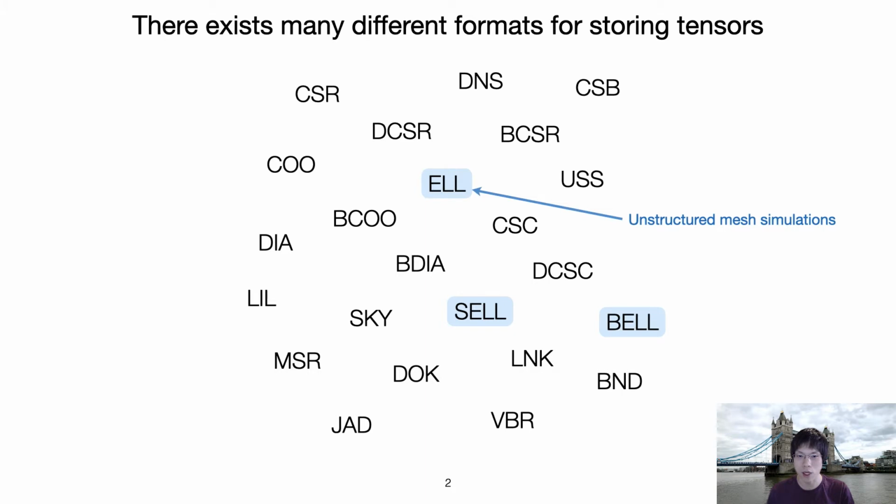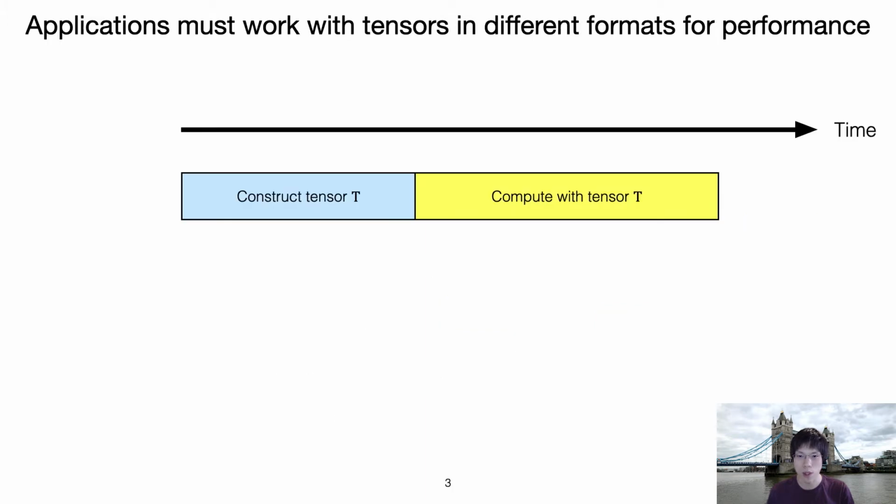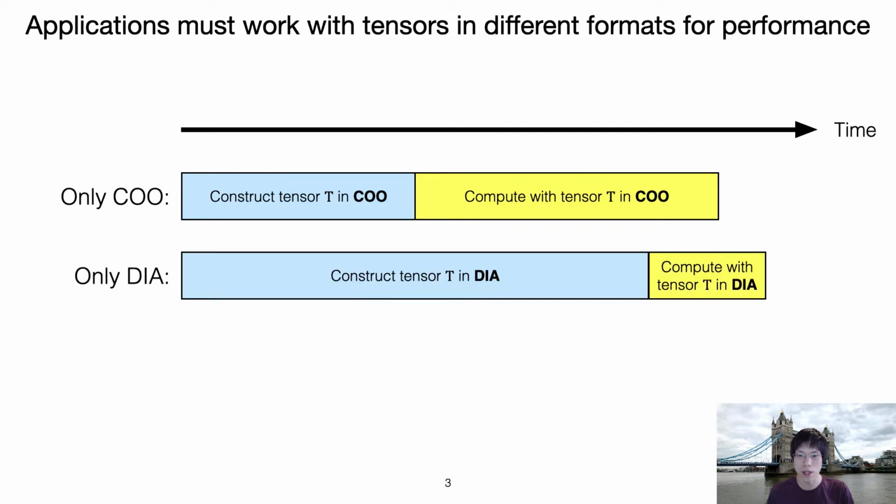for achieving good performance. To illustrate this, let's say we have a very simple application that just performs two operations. First, the application takes some raw data, and from that, constructs a tensor that represents the data. Then, the application will perform some computation with the tensor it constructed earlier. Now, one option is to simply store the tensor as a list of its nonzeros along with their coordinates in the coordinate format. As an alternative though, we can instead store the tensor in dia, for instance, which uses a compression scheme that avoids explicitly storing the coordinates of each nonzero.